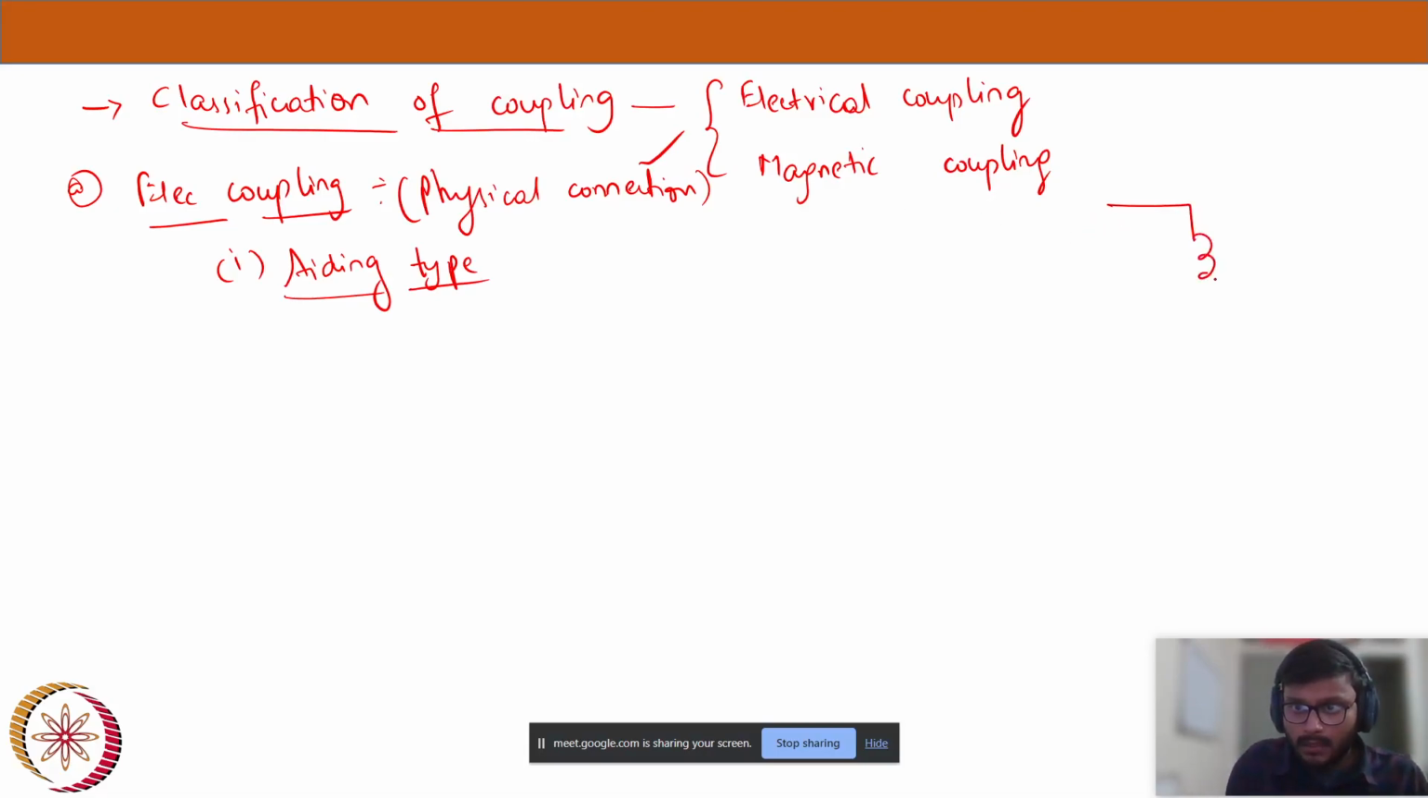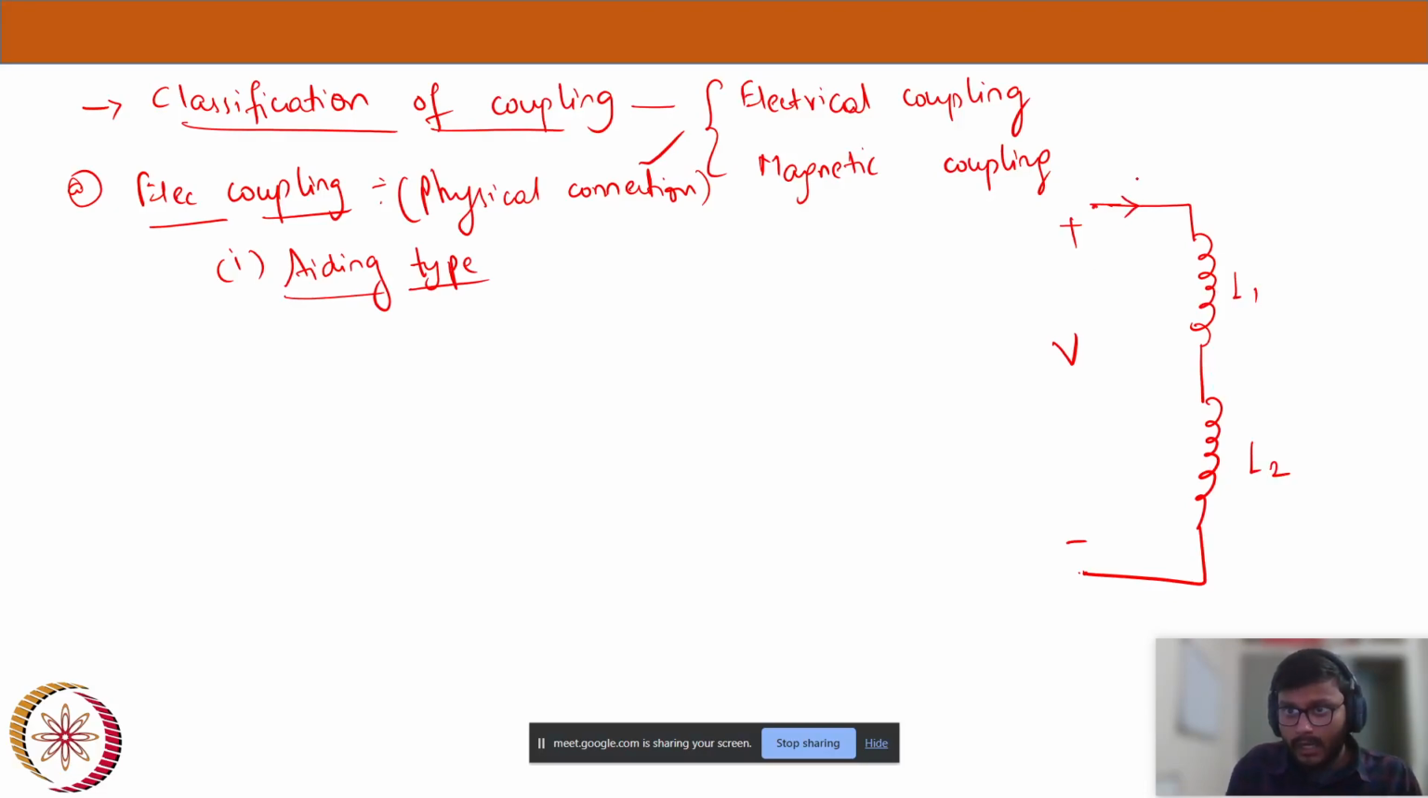Now I'm taking two coils. This is coil number one, and this is coil number two. Now I've connected them in series. Once I connect them in series, I have given an input voltage of V. Let's say this is L1 and this is L2.